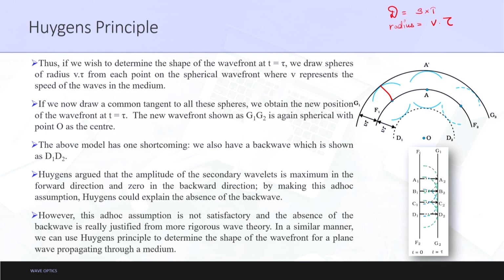If we now draw a common tangent to all these spheres, we obtain the new position of the wavefront at t is equal to tau. The new wavefront shown as G1, G2 is again spherical with point O as the center. So, this is G1, this is G2, and this is again spherical; this is only a 2D shape, and at any point this will be the same.